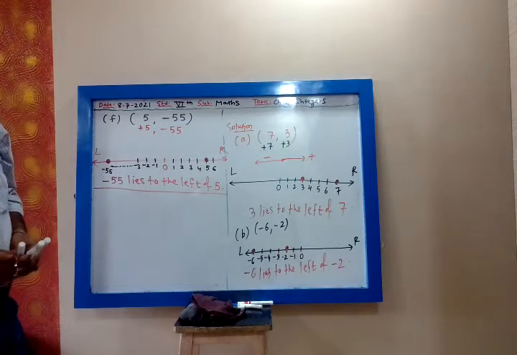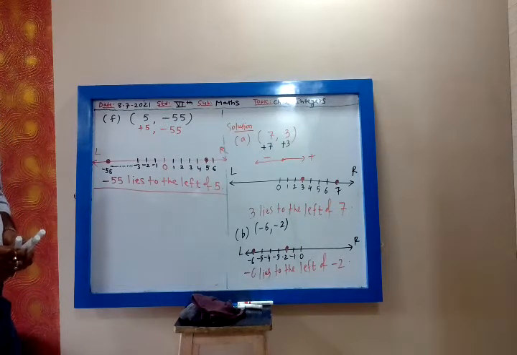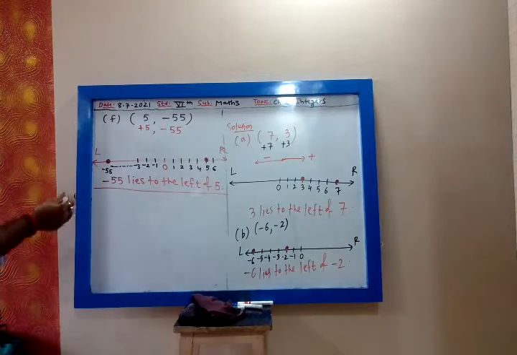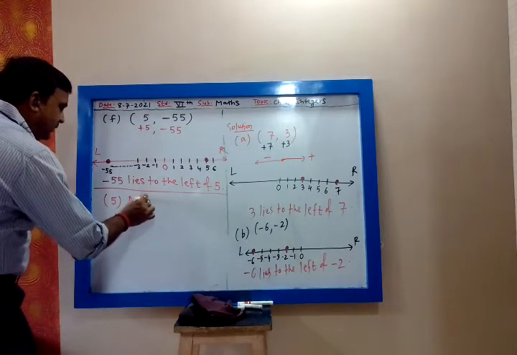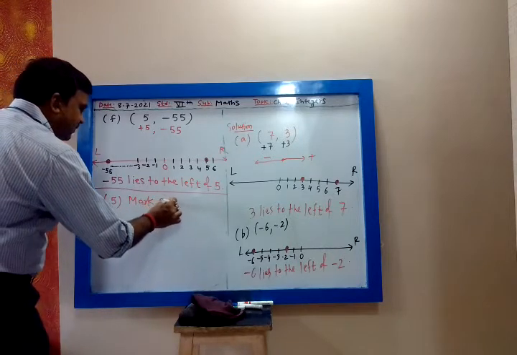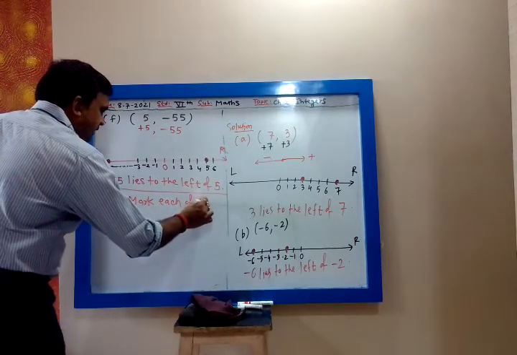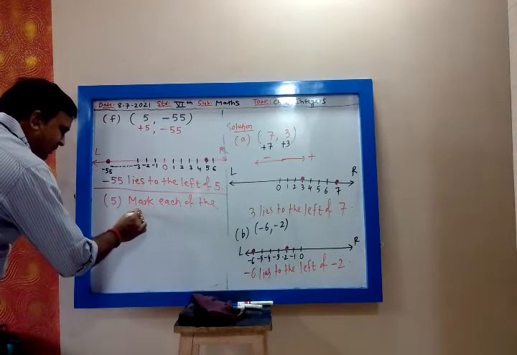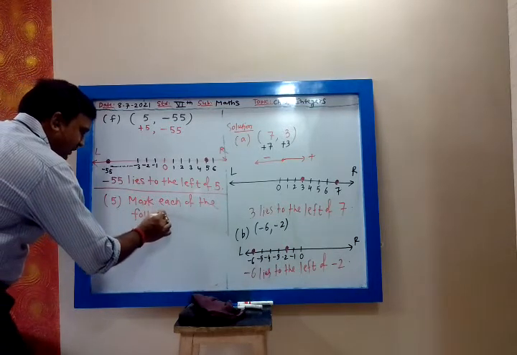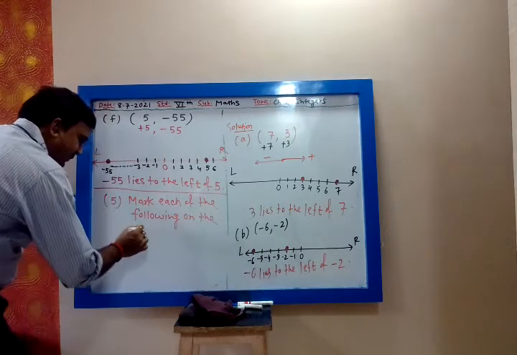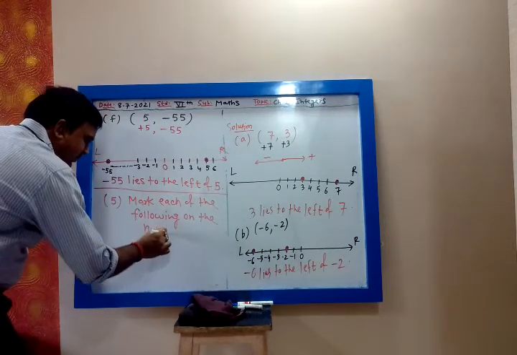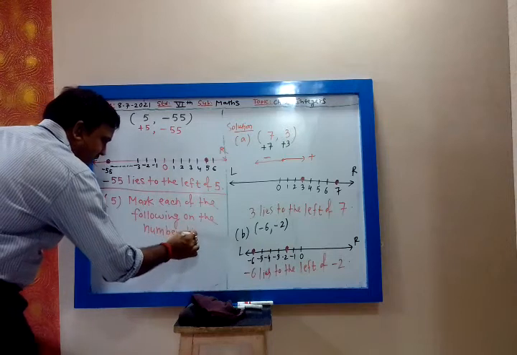Now next is: mark each of the following on the number line. Fifth one. Mark each of the following on the number line.